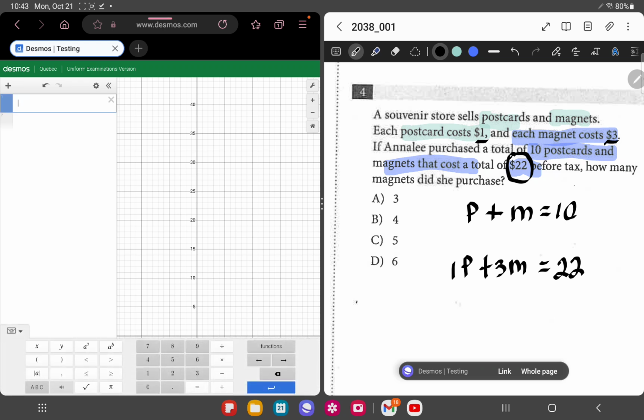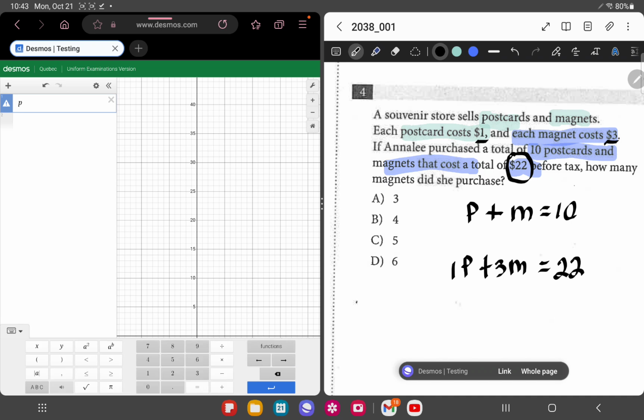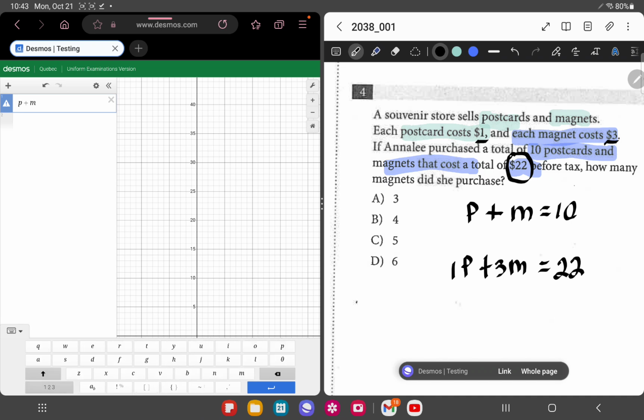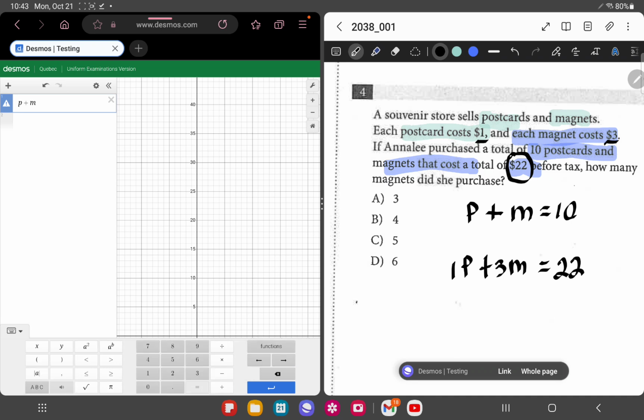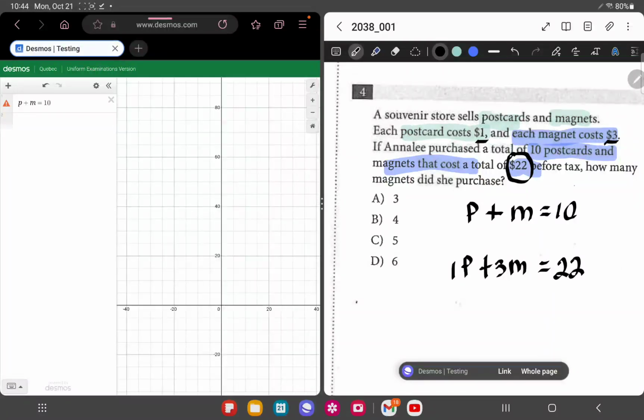Now, I would highly recommend, because I don't think it's going to work if I just press P. Let me see. I don't think it's going to work, but I want to try it out. So P, then plus, then another variable, M. It's going to equal 10. And as you can see, it's not going to give me a line, so we're not going to be able to do this. But instead, I'm going to do something else.